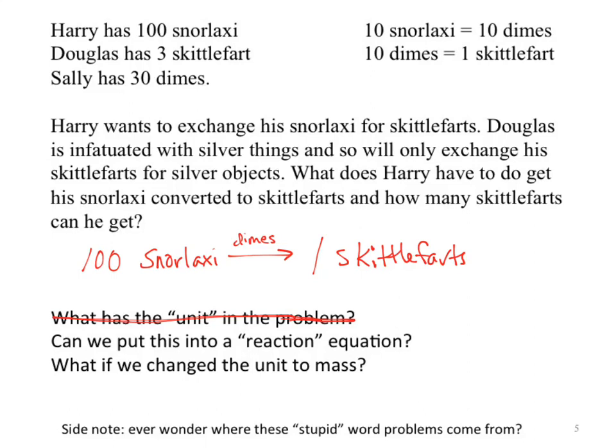Okay? So what's the unit in this question? This is where it gets a little bit tricky. Okay, if we switched it up a little bit, we can even go back to get rid of our Snorlaxi and Skittle farts, because that's a little bit difficult to interpret. Let's stick with pennies and dollar bills.